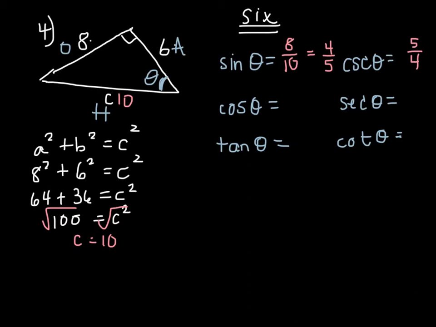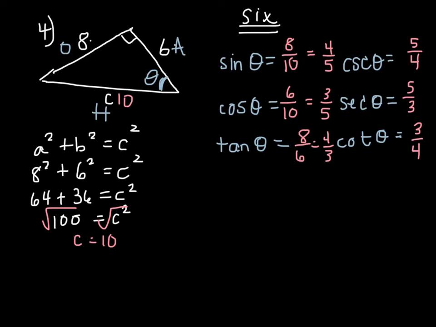For cosine, it will be the adjacent, so 6 over the hypotenuse. So that reduces to 3/5, and secant is 5/3. Last, tangent is opposite on top of adjacent, so 8 on top of 6. That reduces to 4/3, and cotangent would be 3/4.